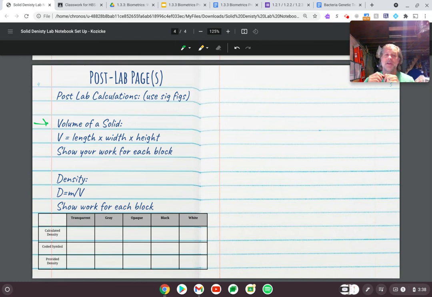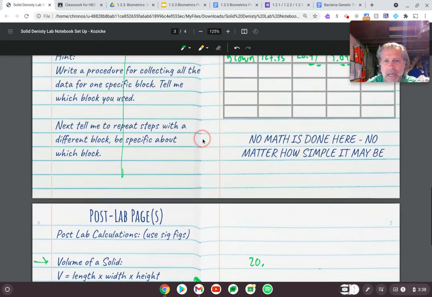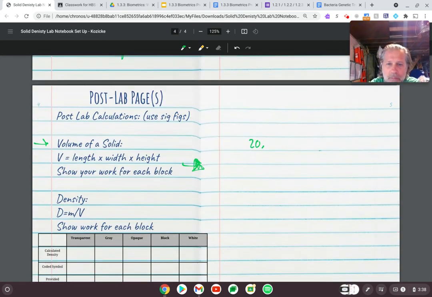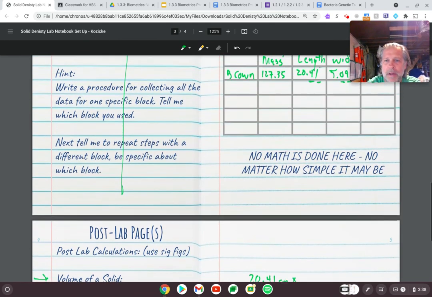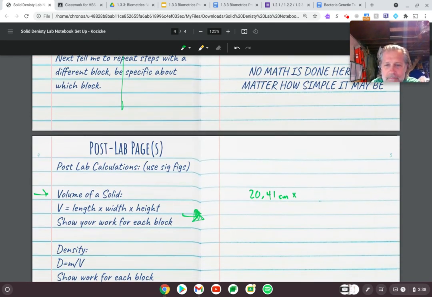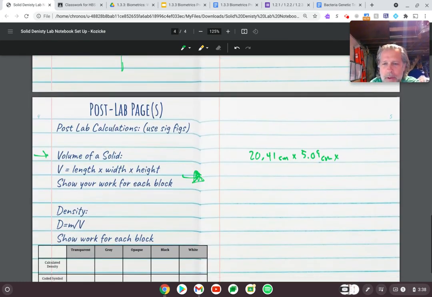Now, some things to think about. If I take, and I'm going to do this over here, a length, which was 20.41, times 5.09, times 6.11.